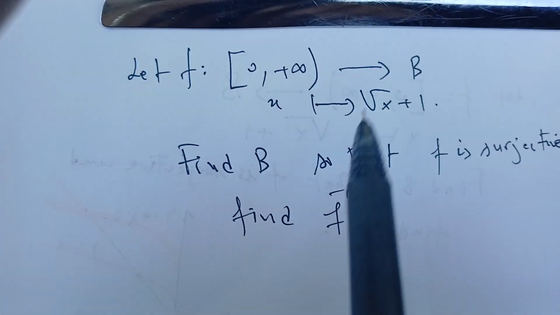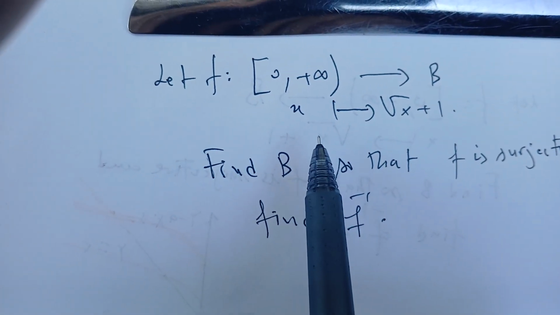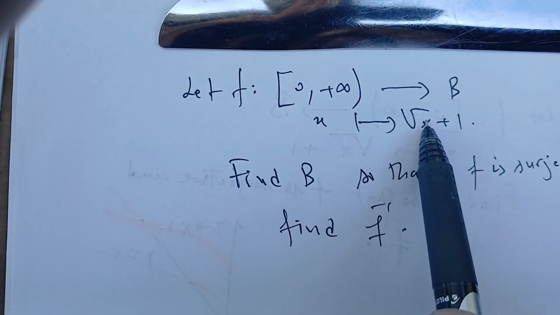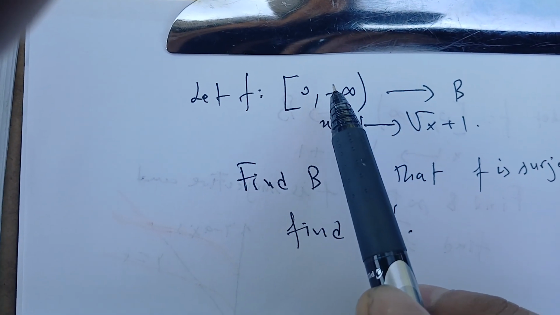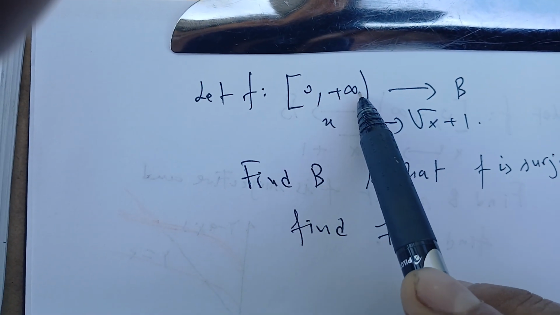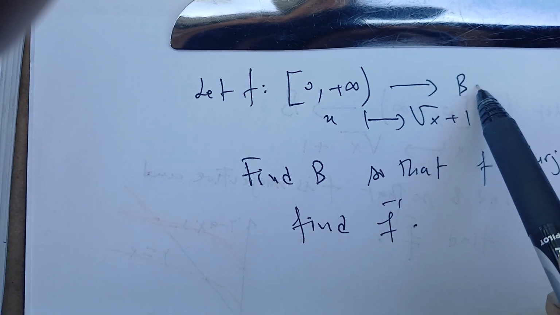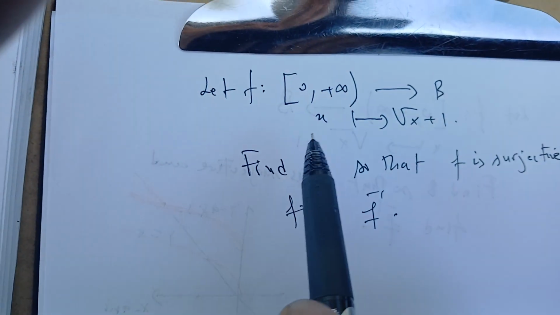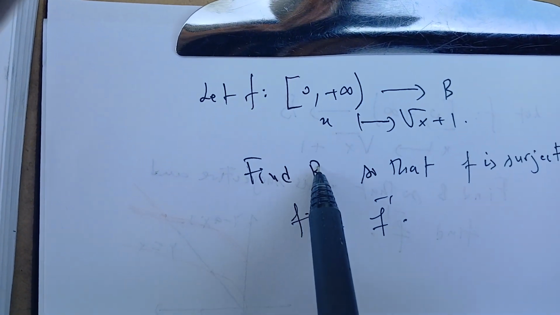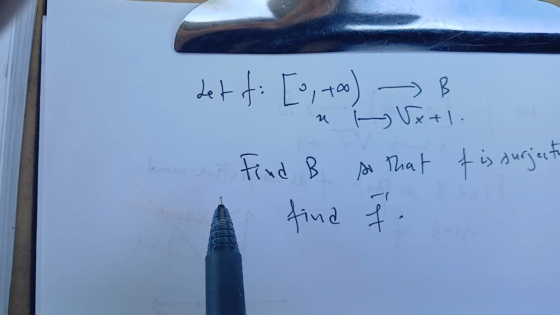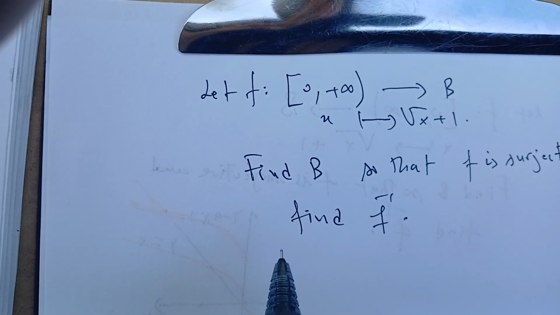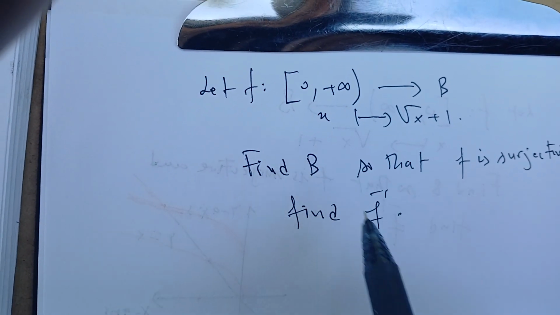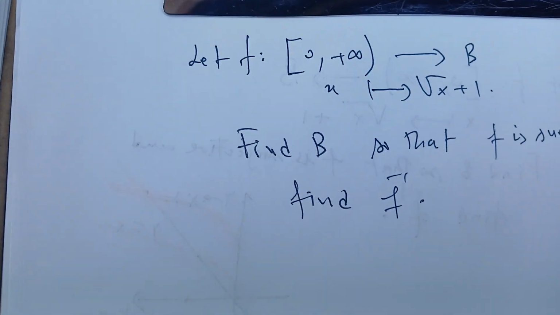In this problem, we're going to try to find an inverse function of some function f that's given by the square root of x plus 1, and it's defined on this interval 0 plus infinity and going into some interval b that we have to determine. So the first thing that we need to do is find b so that f is surjective. And after that, we have to make sure that we get the inverse function of f.